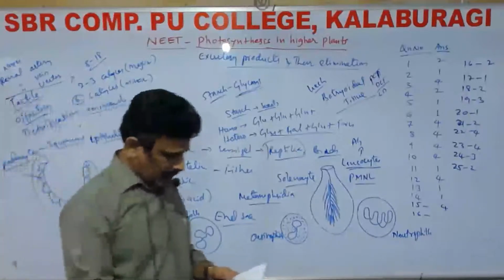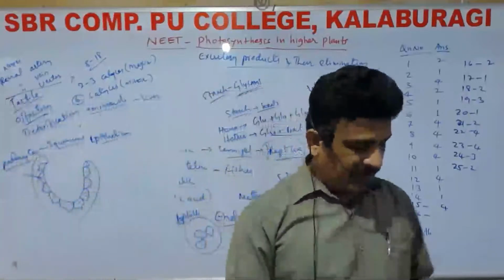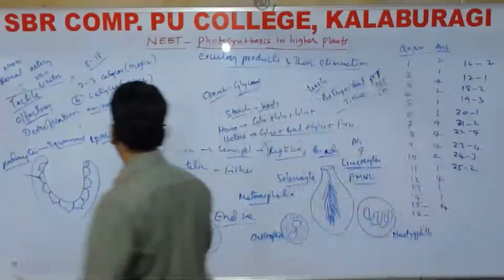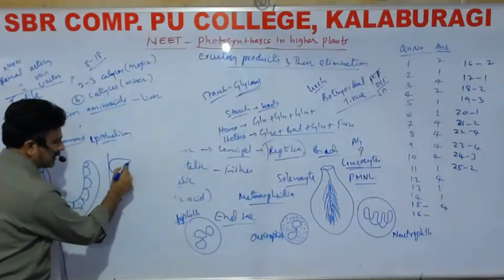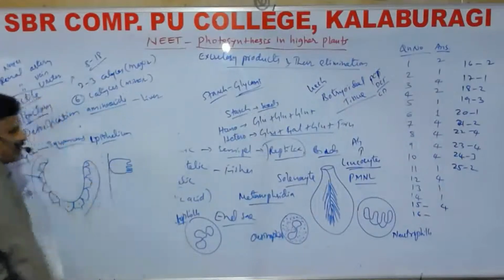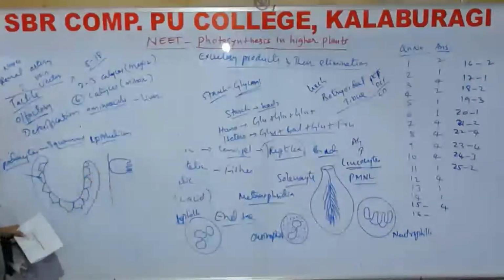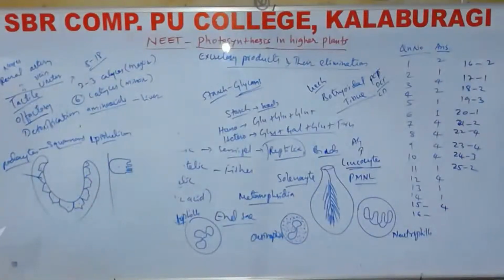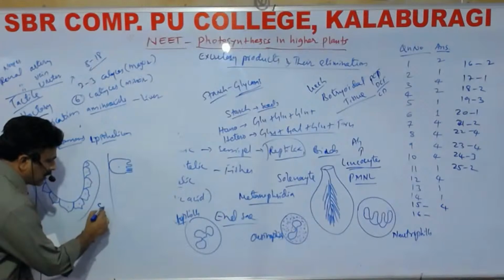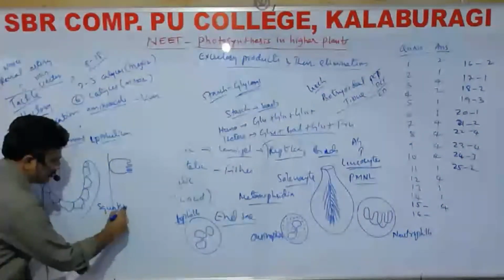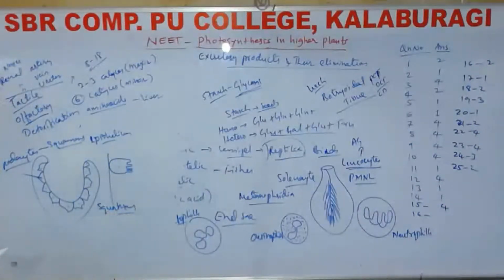Next, the PCT part of the nephron is mainly lined by simple cuboidal epithelial cells, a single layer with microvilli. Then, the glomerulus is mainly lined by squamous epithelial cells. It is also lined by flat squamous epithelial cells.